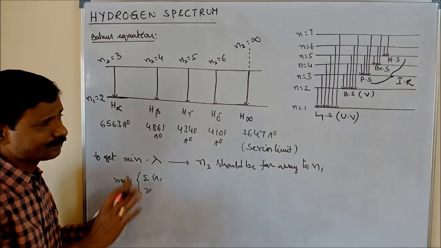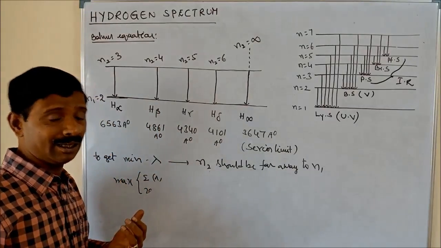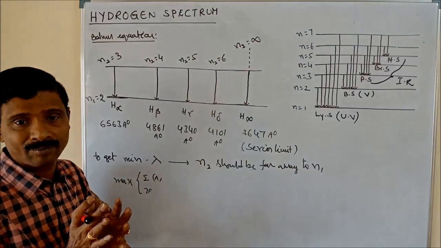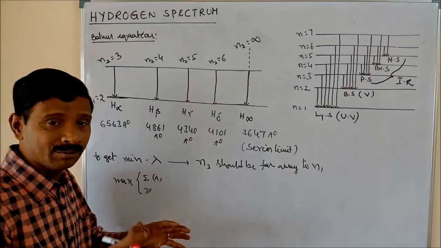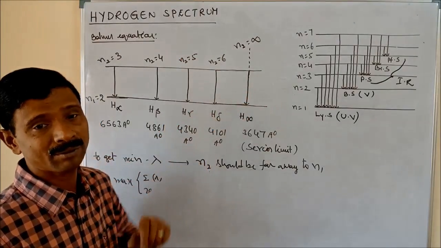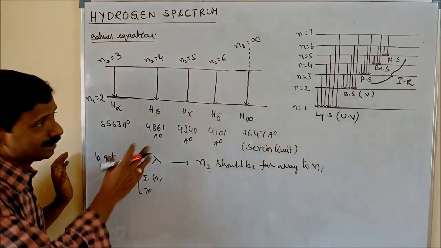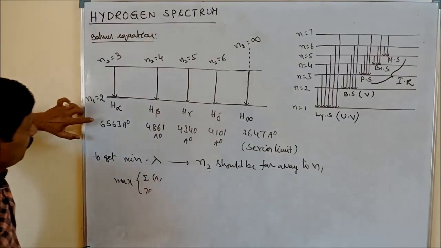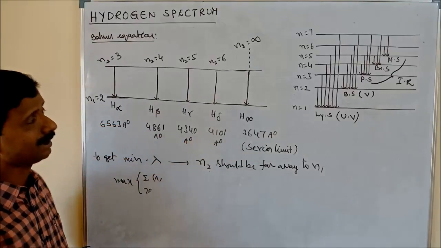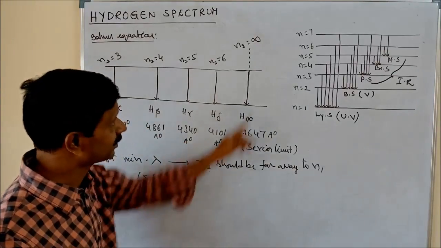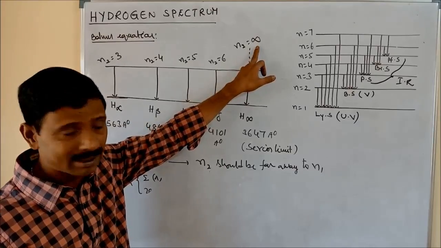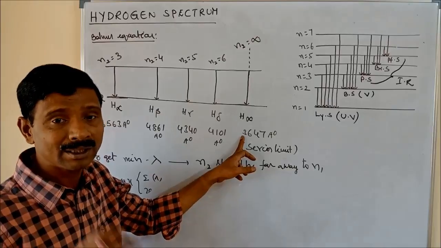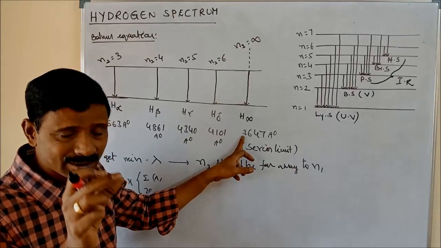So finally, as per this, in a series, to get maximum wavelength, n2 and n1 should be close. And to get minimum wavelength, n2 should be far away from n1. Like that, here we have different lines in the Balmer series, and once again be clear about these values in angstrom. And in any series, if n2 is considered as infinity, whatever the wavelength of that line we are observing, it is nothing but that series limit.